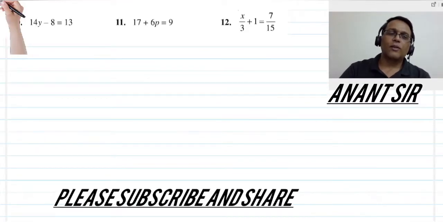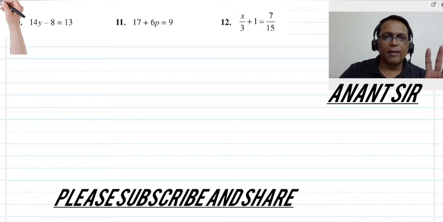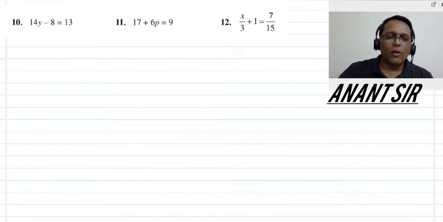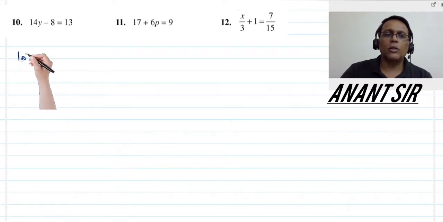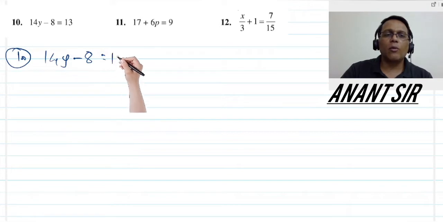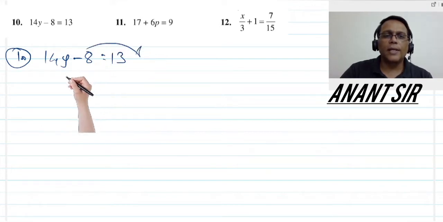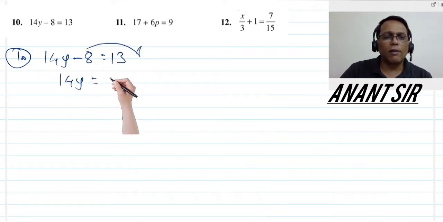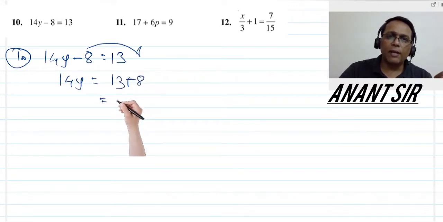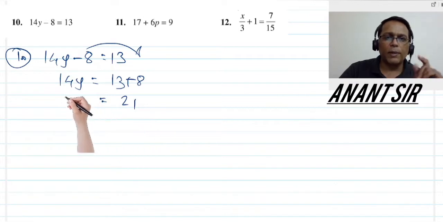So students, we continue with the last 3 examples of the first exercise. Okay, so question number 10 we are doing now. How to solve this? Again, the funda is same. Take the variables on the one side, keep the variables on the one side and the constants on the other side. So what was the question? 14y minus 8 equal to 13. So I am going to take this 8 on the other side. 14y will remain as it is, 13 as it is. Minus 8 becomes plus 8 when it goes to the other side. So it will be 21.